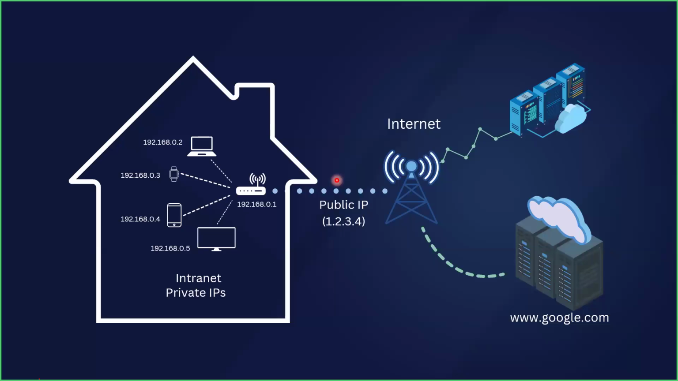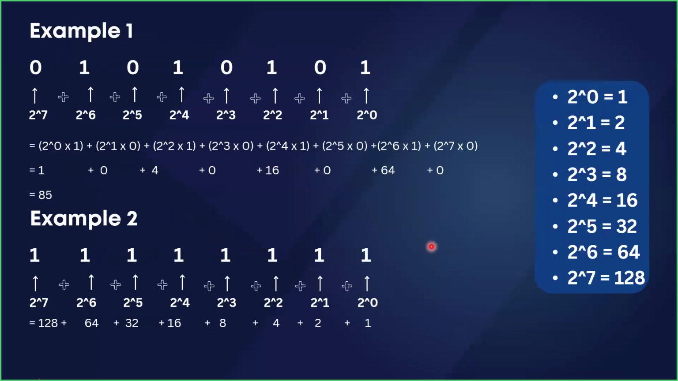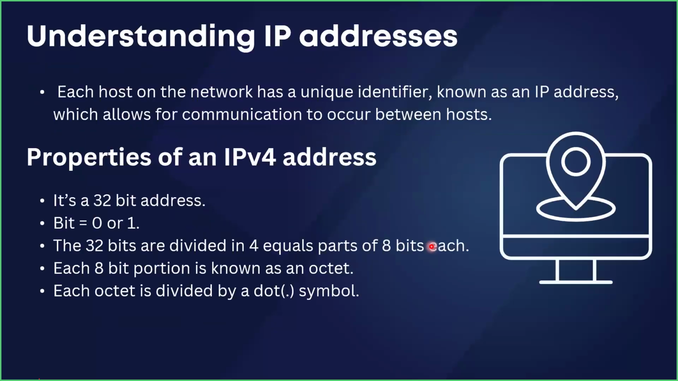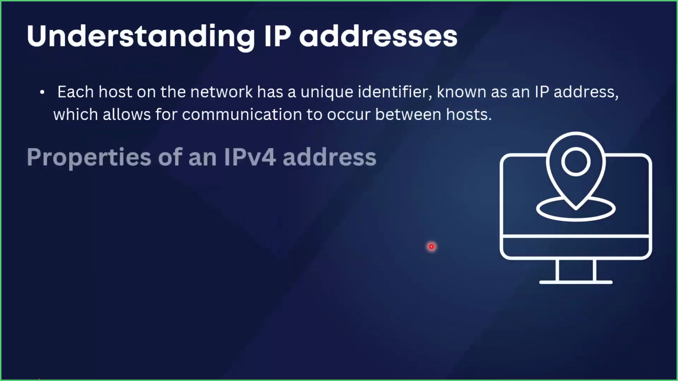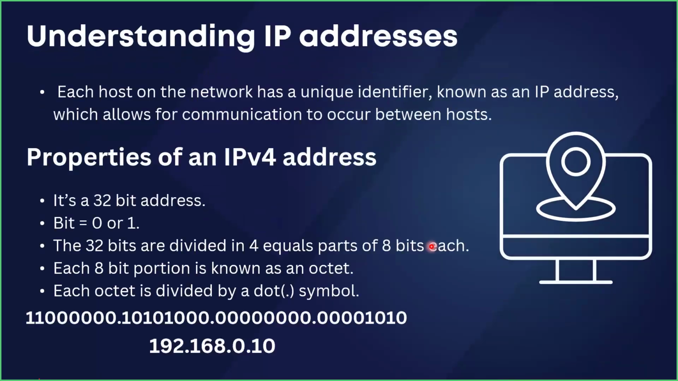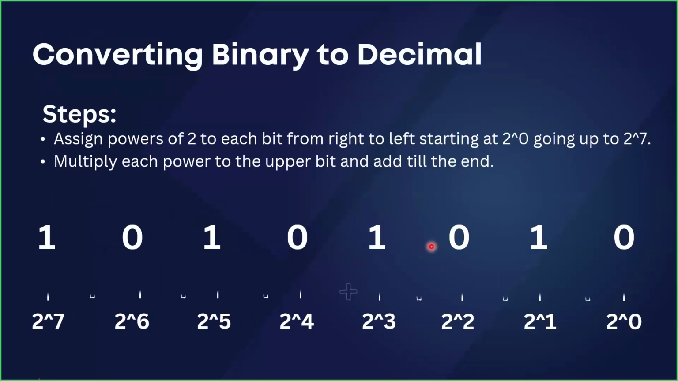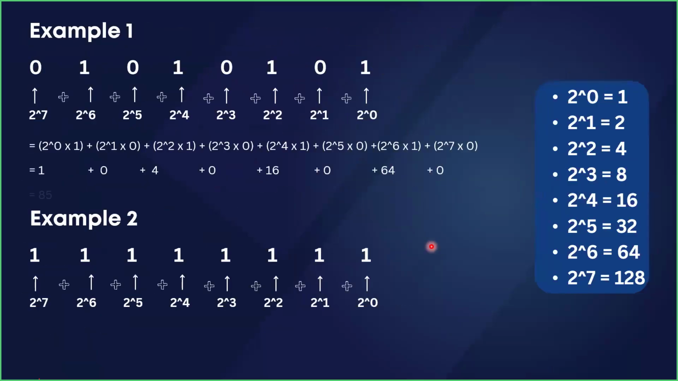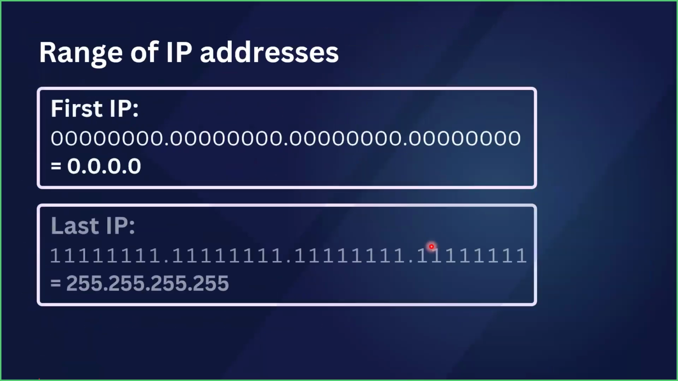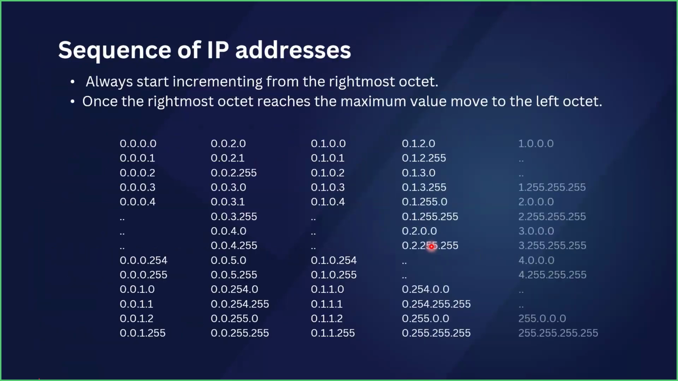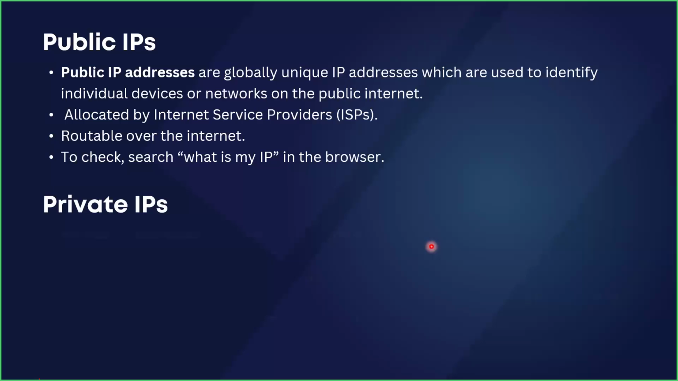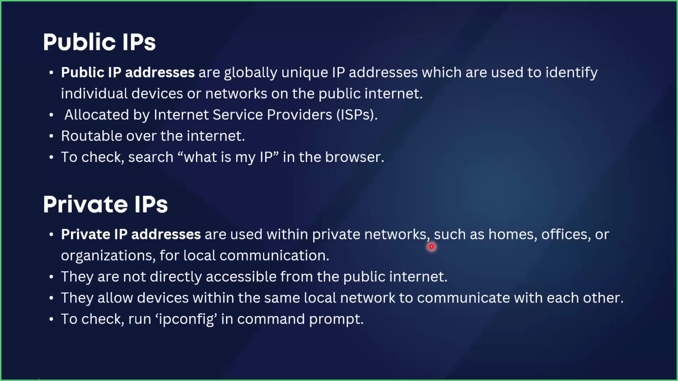Again, a quick recap on what we have learned already. First things first, we talked about what IP addresses are, what is networking, what are networks, what are hosts. Then we talked about IPv4 addresses and their properties. Then we talked about how to convert a binary number to a decimal number. From that conversion, we got to know the range of IPs, the first IP and the last IP. Then we talked about sequencing of IPs, and then the categories of IPs, what are public and private IPs. A long list of things.